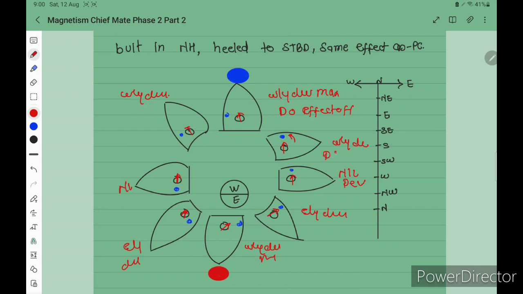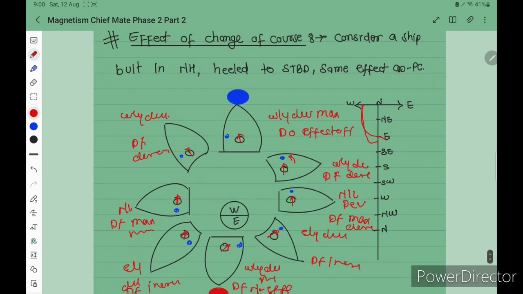DF decrease. DF maximum decrease, DF increase, DF no effect, DF increase, DF maximum increase, DF decrease. So this is a deviation graph.